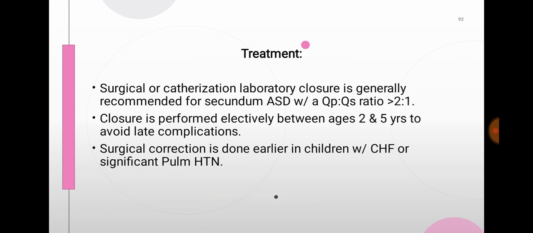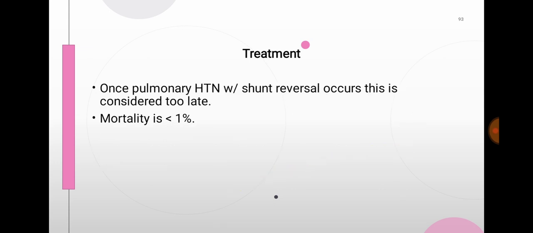What's the treatment? You can do surgical or catheter closure, performed between 2 to 5 years old, because if the patient is less than 2 years old, there's a risk of higher complications such as significant pulmonary hypertension. So we reserve surgery for patients between 2 to 5 years old. If there is pulmonary hypertension already, intervention is very late and mortality can ensue in less than 1% of patients.